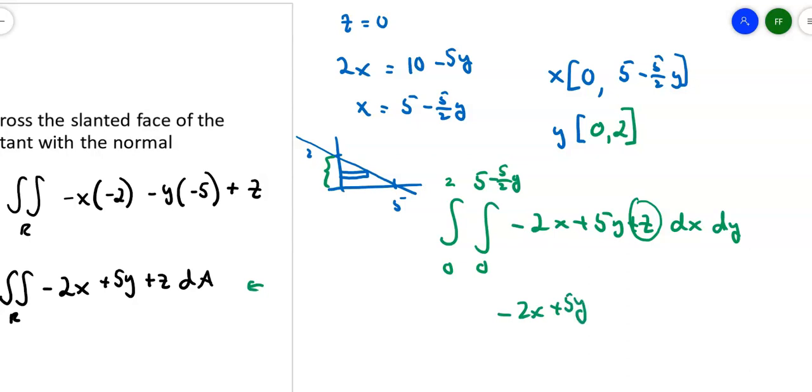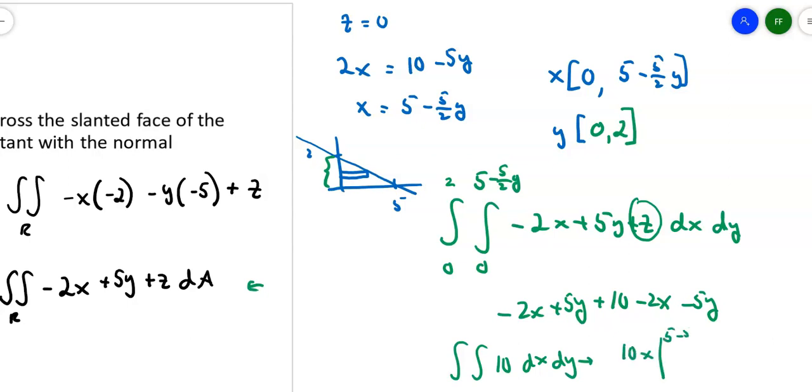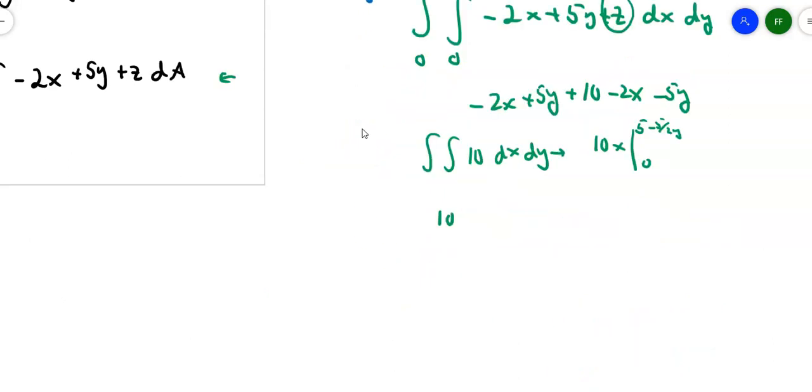What was I originally told z was? Z was 10 minus 2x minus 5y. And all of a sudden, this just becomes the double integral of 10 dx dy. All right, so I get 10x evaluated at 5 minus 5 halves y and at 0. When I do that, I get 10 times 5 minus 5 halves y gives me 50 minus 25y.